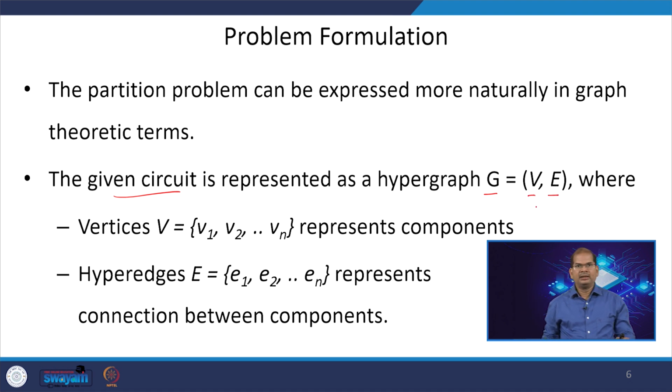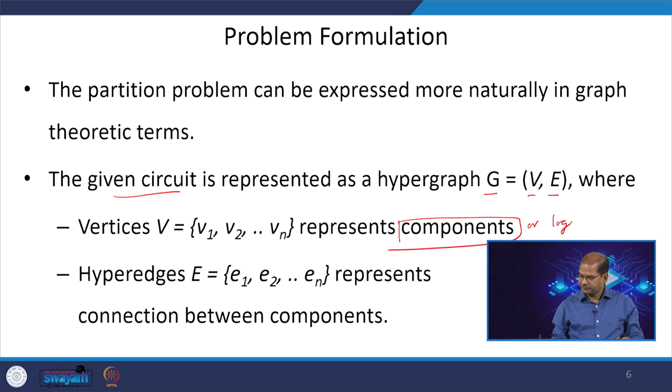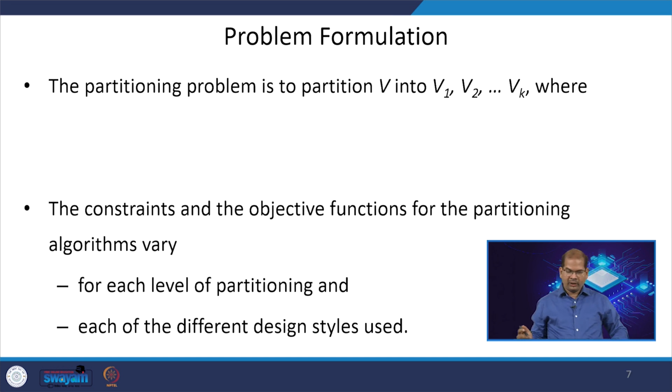The V is basically the set of vertices, which represents your components. Components are basically your logic gates in case of chip level partitioning. Okay. And the hyper edges E1, E2, E3 are the connections between the components. So, what is a partitioning problem? I need to formulate the partitioning problem. Let us say I have V given, which you divide into V1, V2 and Vk.